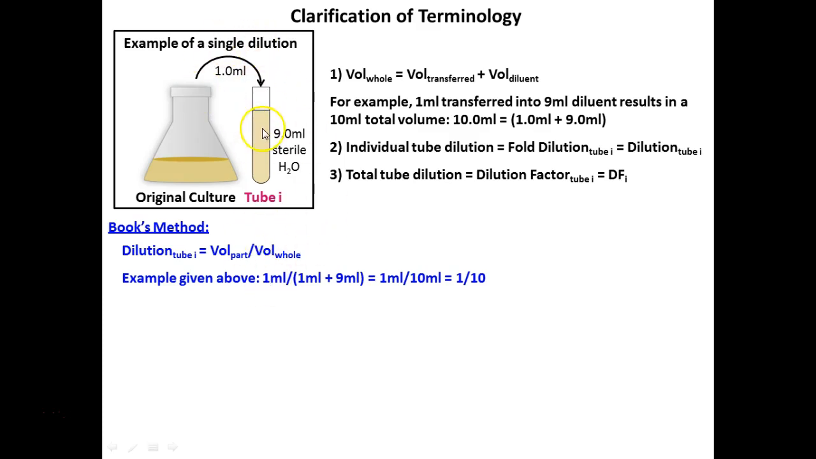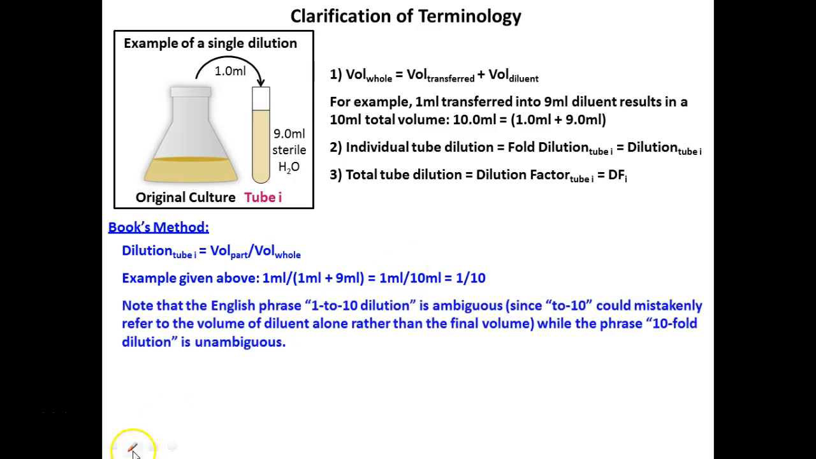So in your book, for dilution of an individual tube, they do the part that you transferred over the whole amount you end up with in that tube. So in this example, the amount you transferred is 1 ml, plus the whole amount you end up with is the amount you transferred and the amount that was in the tube. So that's 1 plus 9. So you end up with 1 over 10. The milliliters cancel out and you end up with a fraction, 1 over 10, right? So you would say a 1 to 10 dilution.